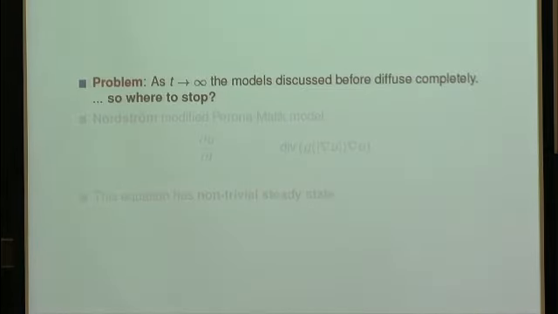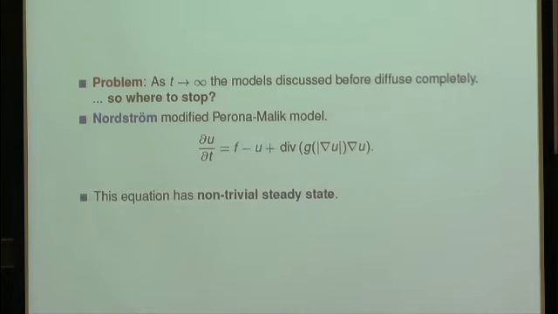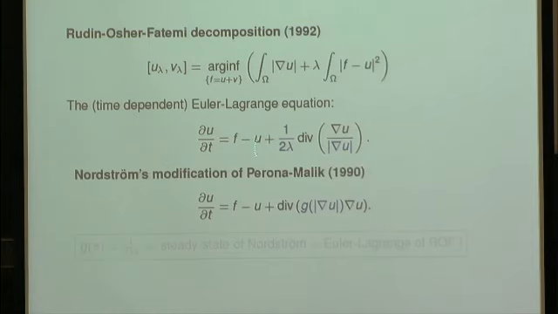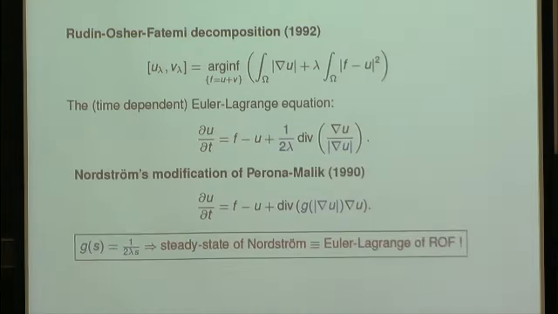Again, the problem is we do not know where to stop. A solution was proposed by Nordström, an electrical engineer from Berkeley. He introduces this f minus u term in the Perona and Malik equation and proves that it has a non-trivial steady state solution. Going back to Rudin-Osher-Fatemi, you solve this equation, and the time dependent Euler-Lagrange differential equation is this, and you compare that with Nordström's modification of Perona and Malik, and they look almost similar. In fact, if you use g equal to 1 over 2 lambda s, it is exactly the Euler-Lagrange differential equation of ROF.